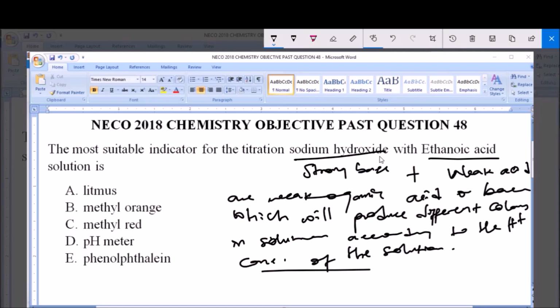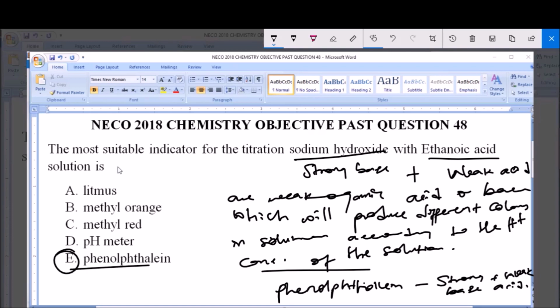Now, the question given to us is about a strong base and a weak acid. The suitable indicator to be used when titrating a strong base against a weak acid is phenolphthalein. So phenolphthalein is used for a strong base and a weak acid, and that is option E. Now A says litmus. Litmus can be used for a strong acid and a strong base.